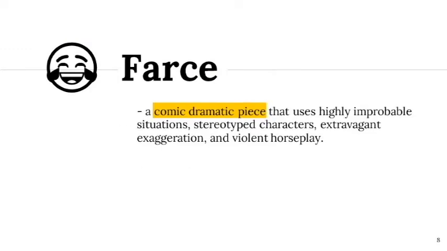Farce is a comic dramatic piece that uses highly improbable situations, stereotyped characters, extravagant exaggeration, and violent horseplay. The term also refers to the class or form of drama made up of such compositions.